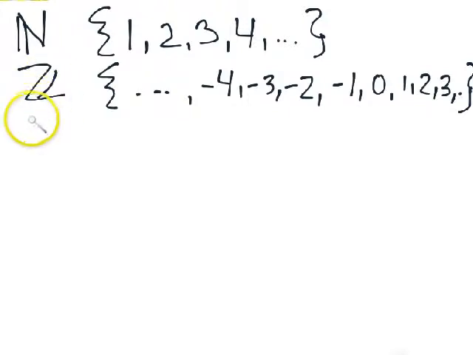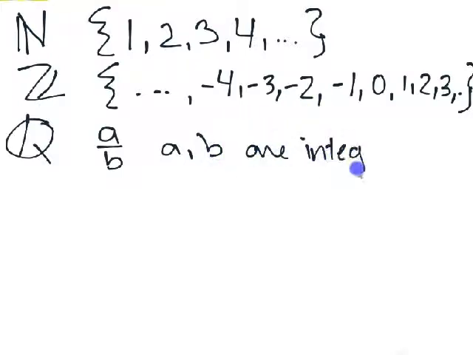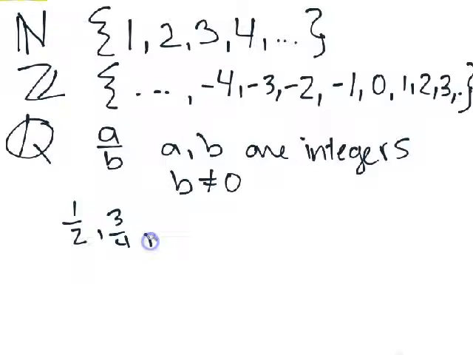Now, with integers, we can combine them into something called rational numbers. Rational numbers are simply numbers of the form a over b, where a and b are both integers, and specifically b cannot be equal to 0. So some examples: 1/2, 3/4. They don't have to be less than 1, maybe 6/4. They also don't have to be in fully reduced form.